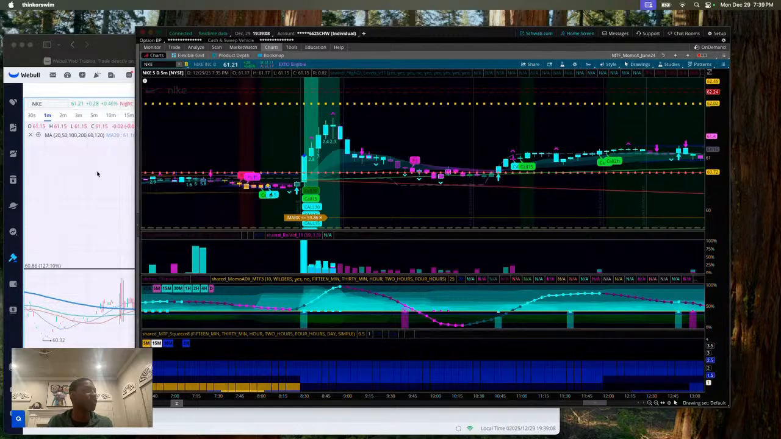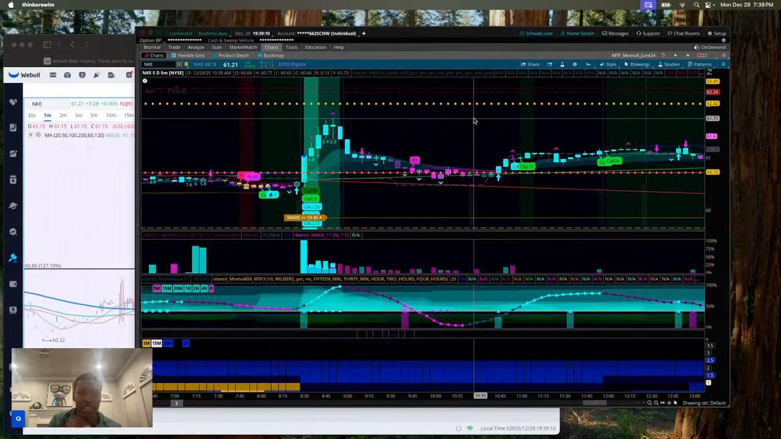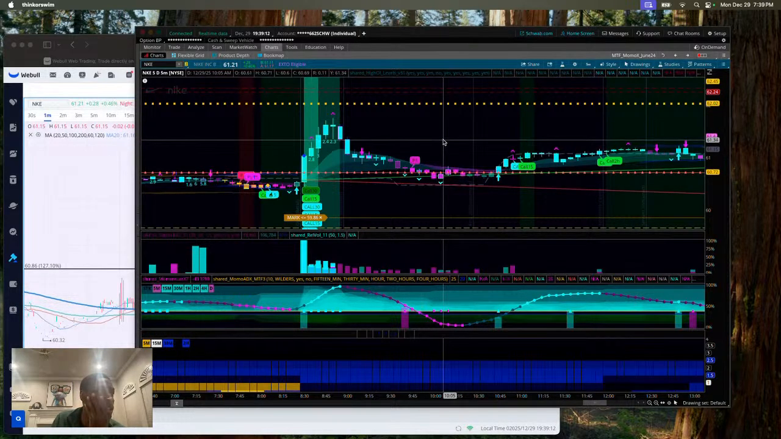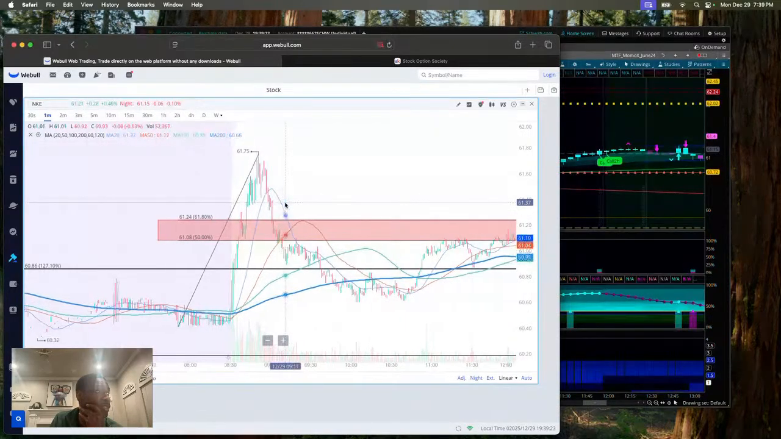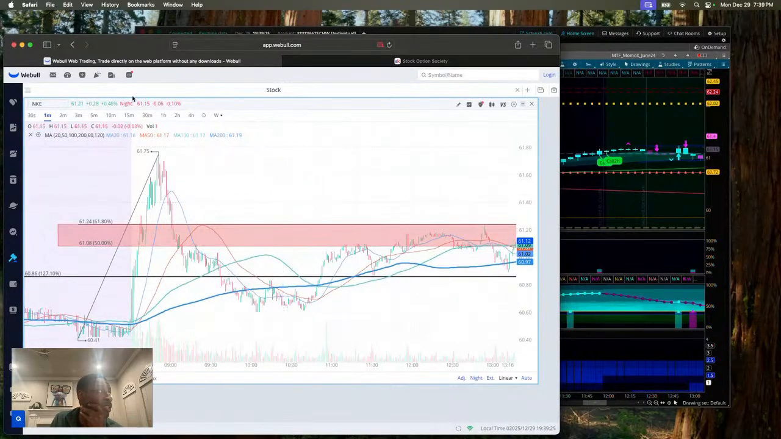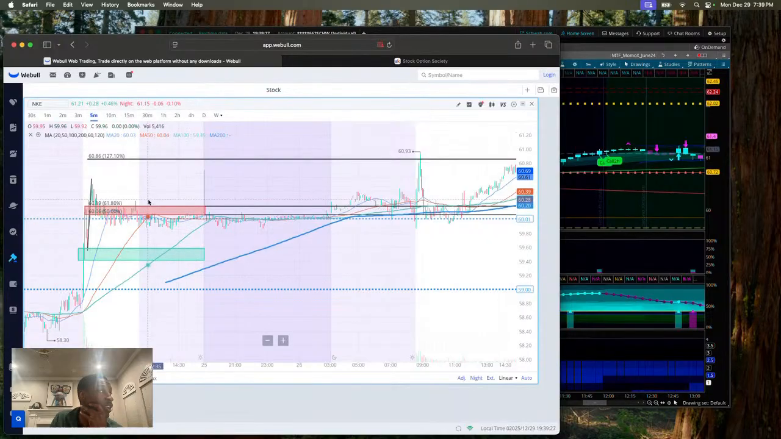But just remember on Nike, these are weekly contracts, so you can always swing trade. I mean, right now I'm not swinging anything in this market. I love to just day trade it, take my profits, and run. So let me put this back on the 5-minute.